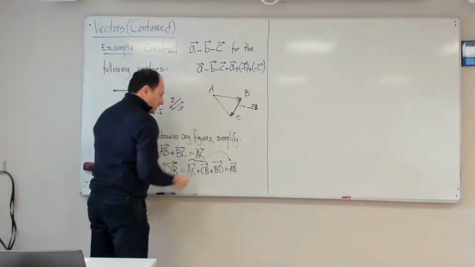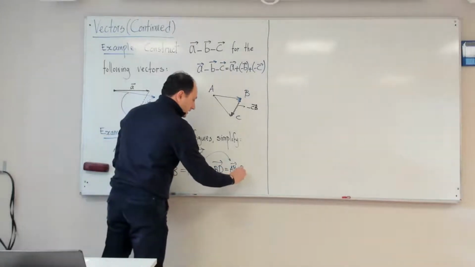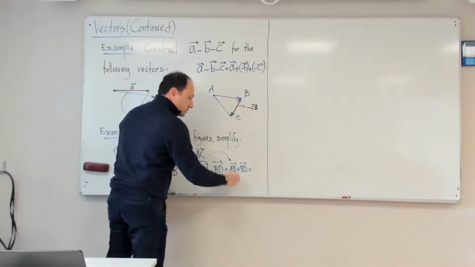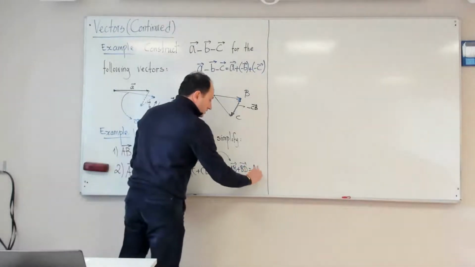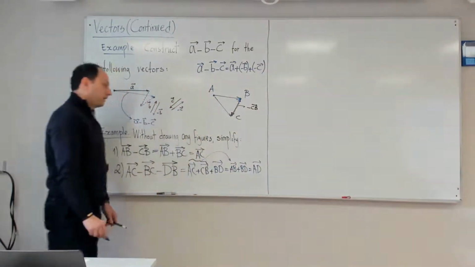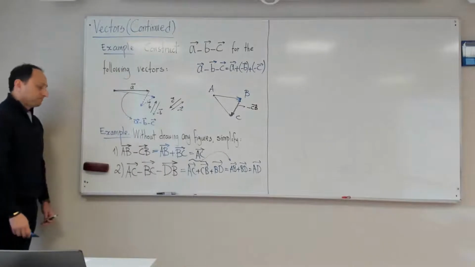This becomes AB, the first two, and then I have another BD at the end. Again, I can apply the same rule. This becomes AD. So yes, you are right. Thank you. This is AD.